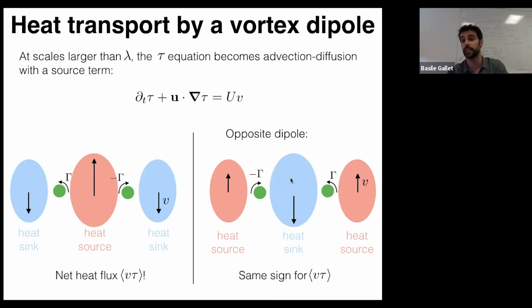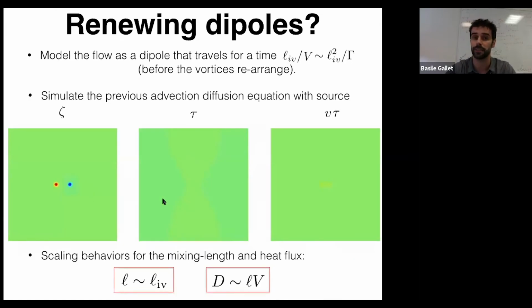Okay, so you can understand heat transport in this vortex gas by considering just two vortices like that. In fact, what I've done here is integrate this advection diffusion equation with a source term over the typical process that takes place inside the vortex gas, which is that two vortices will mutually advect over a distance comparable to the intervortex distance, after which they pair up with other vortices inside the gas.